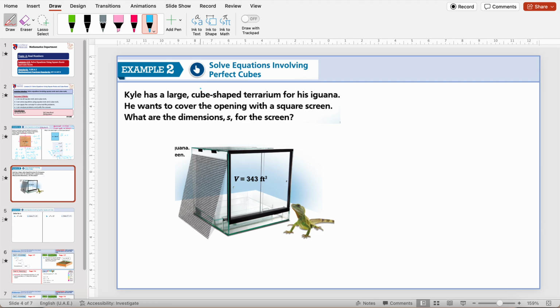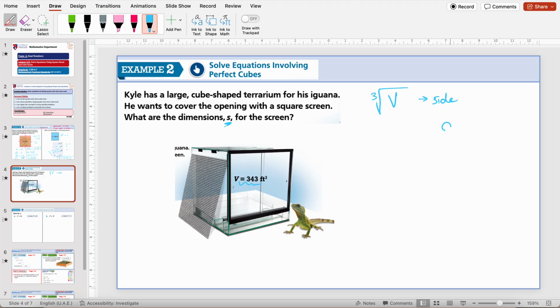Here, again, solving equations involving perfect cubes. So again, here we have a problem. You have a cube shape, and he wants to cover the opening with a square screen. What are the dimensions? So basically they want the side. They give you the volume. Directly, if I have a volume and I want the side, what should I do? I need to use cube root.